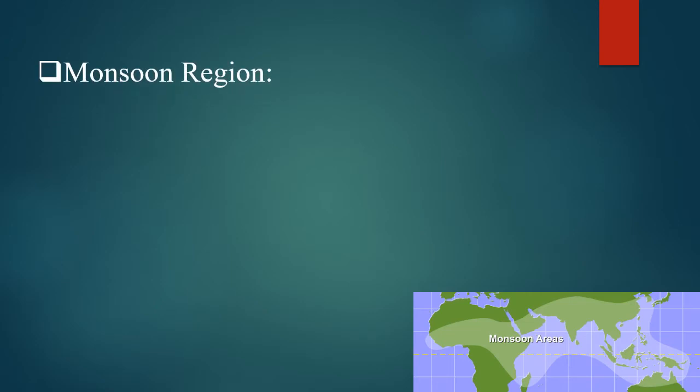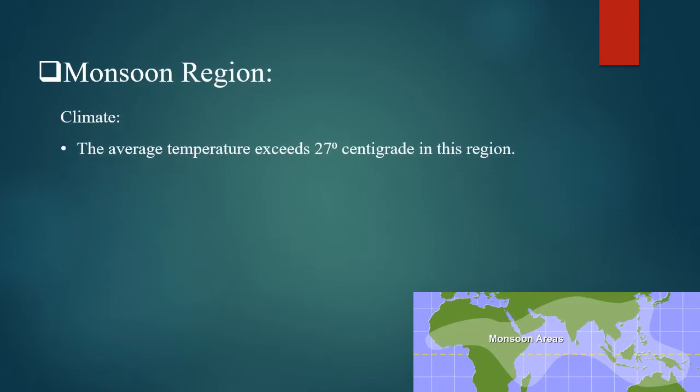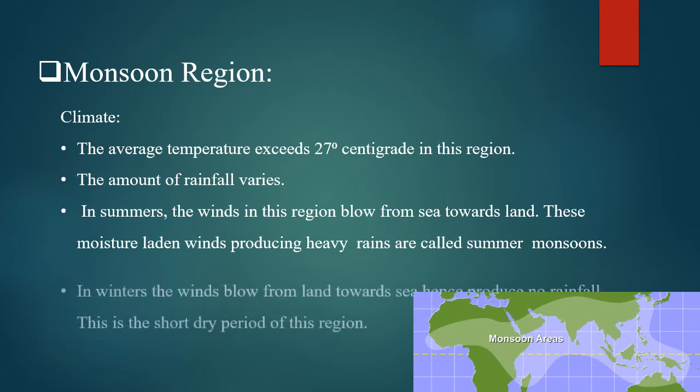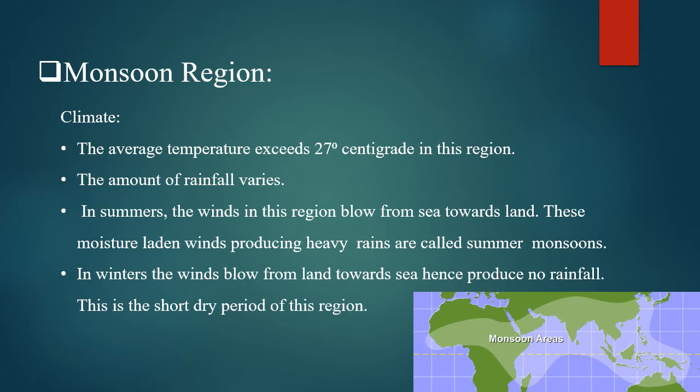Climate of Monsoon region. The average temperature exceeds 27 degrees centigrade in this region. The amount of rainfall varies. In summers, the winds in this region blow from sea towards land. These moisture-laden winds producing heavy rains are called summer monsoons. In winters, the winds blow from land towards sea, hence produce no rainfall. This is the short dry period of this region.